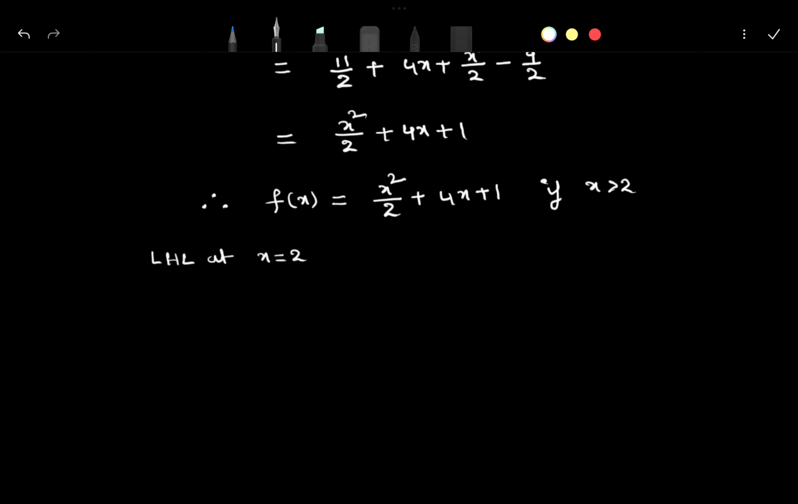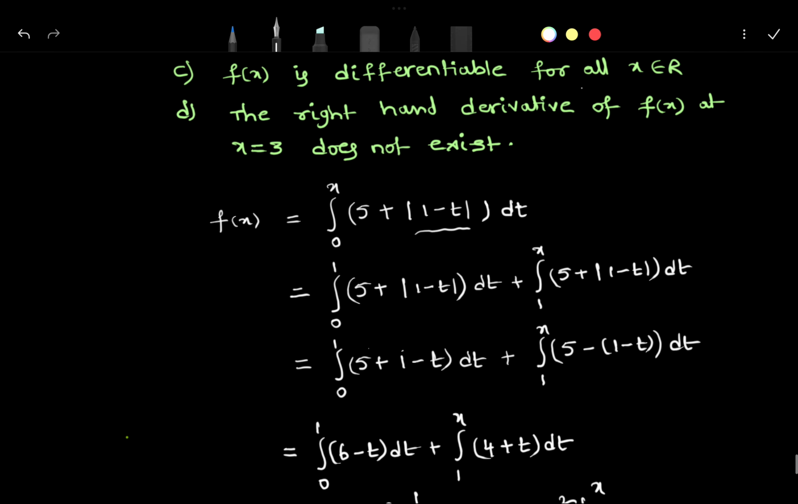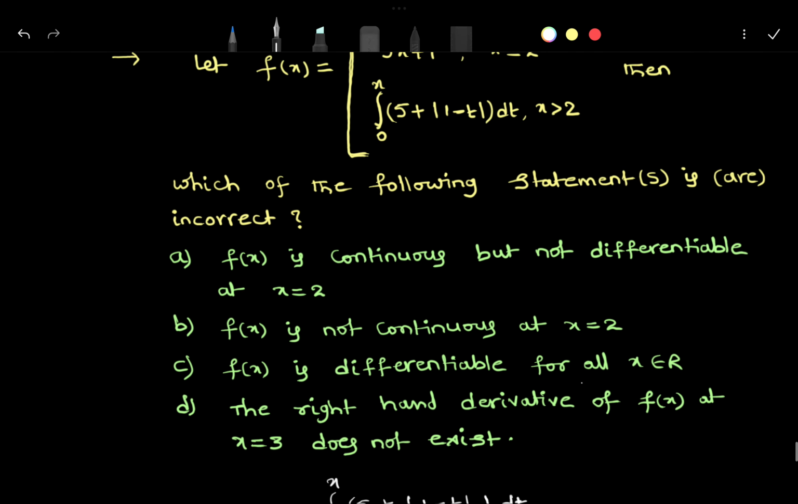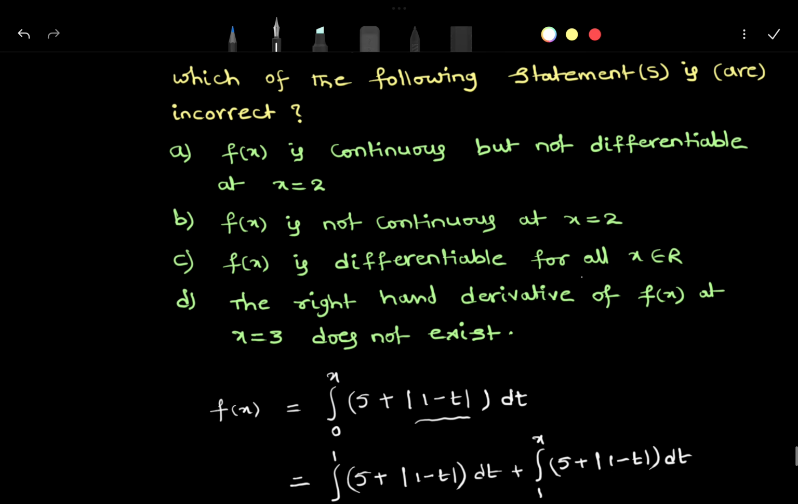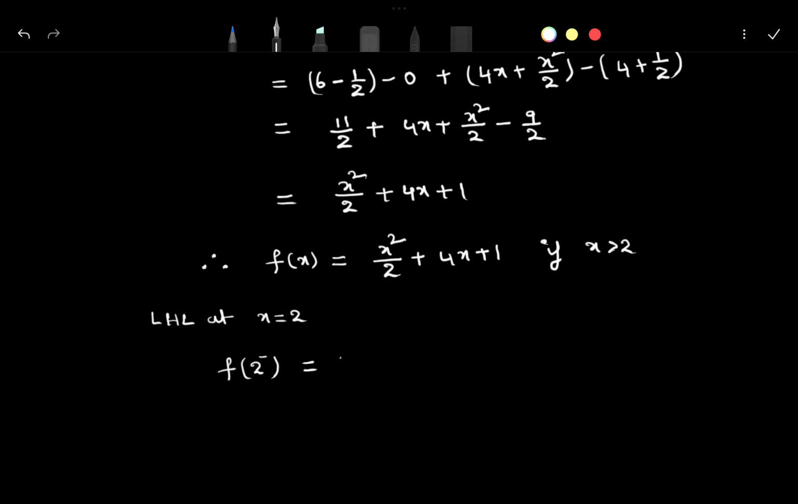So this one will be denoted as f of 2 minus. What is that f of x value when x is less than 2? That value will be equal to 5x plus 1. So here you can write 5 into x value, that is 2, plus 1. So this value will be equal to 11.